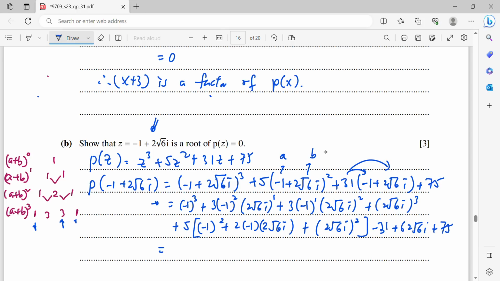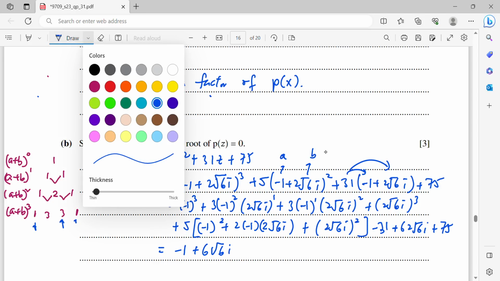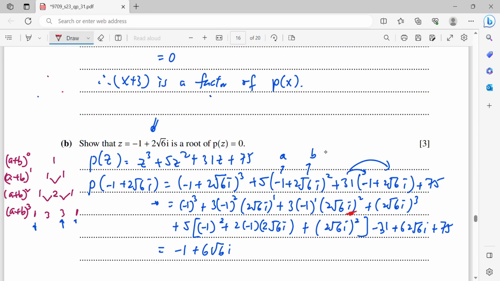Alright, so now further simplify all the terms. First term here, minus 1 cubed is minus 1. 3 times minus 1 squared is 3. 3 times 2 root 6 is 6 root 6i. Now be careful with this. This is i squared. Okay, i squared is minus 1. So here I will get positive.